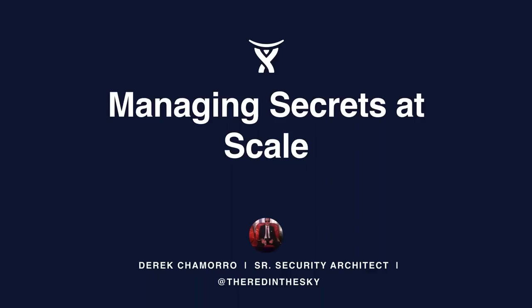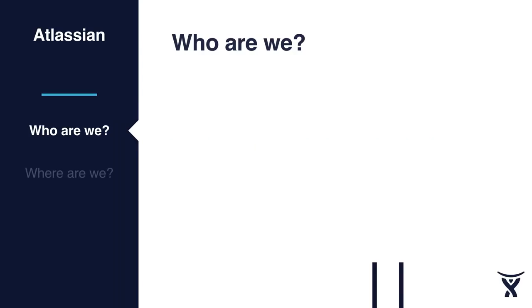My name is Derek Chamorro. I am the Senior Security Architect at Atlassian, and I'm based out of Austin, Texas. And like Armand, you can find me pretty much everywhere as the red in the sky. That's my Twitter handle below. And I'm talking today about how we at Atlassian manage secrets at scale.